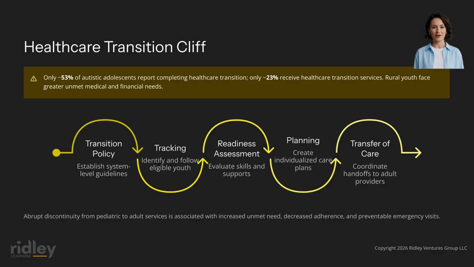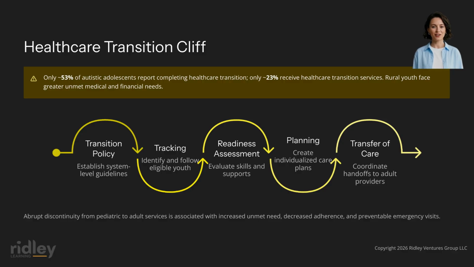The AAP, the American Academy of Family Physicians, or AAFP, and the American College of Physicians jointly endorse GOT Transition and its 6 core elements: transition policy, tracking and monitoring, readiness assessment, planning, transfer of care, and transfer completion and integration. A 2025 pilot survey by Zhang and colleagues of 180 autistic adolescents and young adults found that only 53.3% reported completing healthcare transition, at a mean age of 18.02 years.